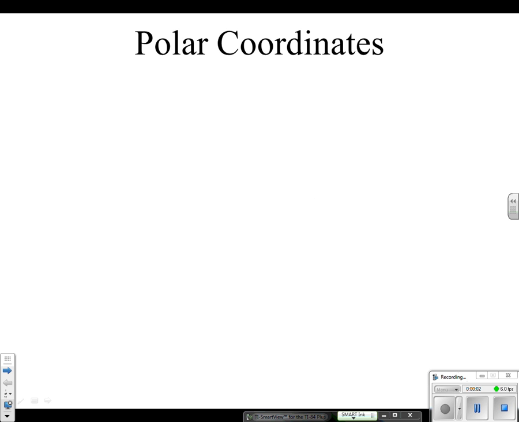Today we're talking about polar graphs, polar coordinates. Basically, polar coordinates are another way to express where a point exists on the plane.